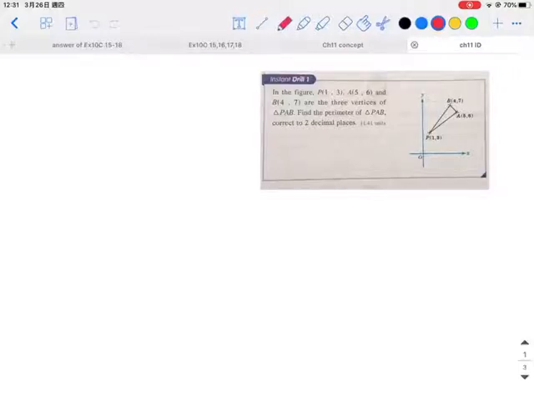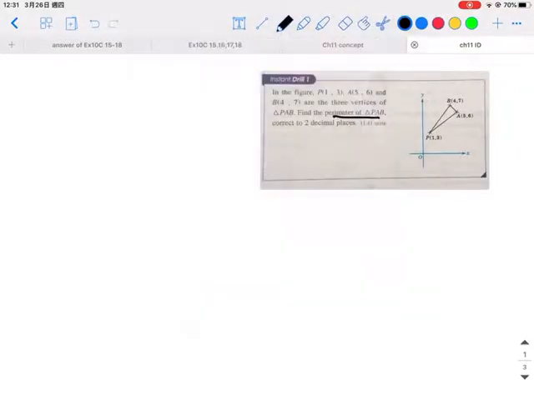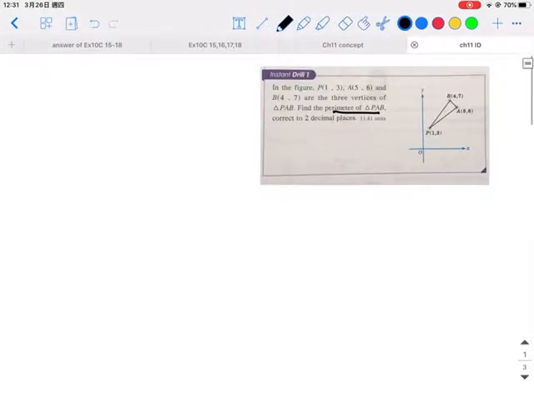Instance 1. How to find the perimeter of triangle APB? You need to find the lengths of three sides. The first side is AB, the second side is AP, and the third side is PB.